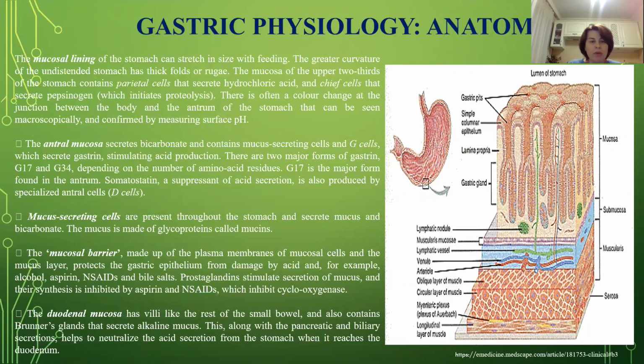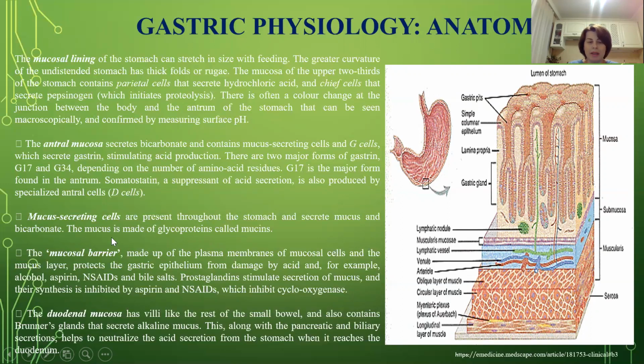The antrum mucosa secretes bicarbonate and contains mucus-secreting cells and G cells, which secrete gastrin, stimulating acid production. There are 2 major forms of gastrin, depending on the number of amino acid residues. Mucus-secreting cells are present throughout the stomach and secrete mucus and bicarbonate. The mucus is made of glycoproteins called mucins.